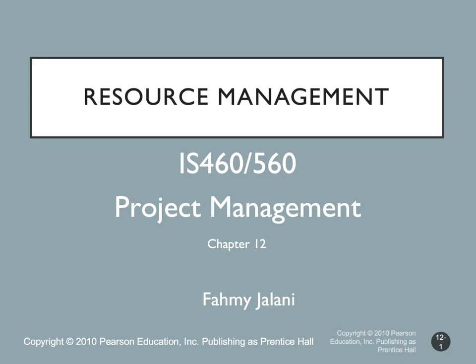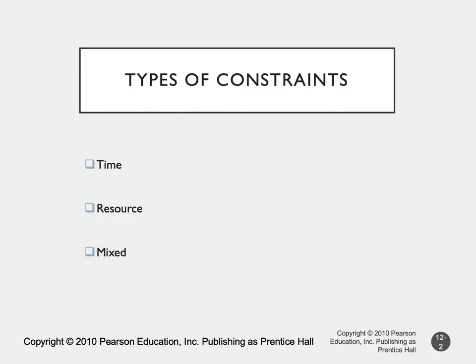So far we'll be covering a lot of other theories, and today we'll be taking a look at what are the types of constraints that are involved in managing a project. As we all know, the three factors that lead to the constraint of a project are time, resources, and lastly cost.